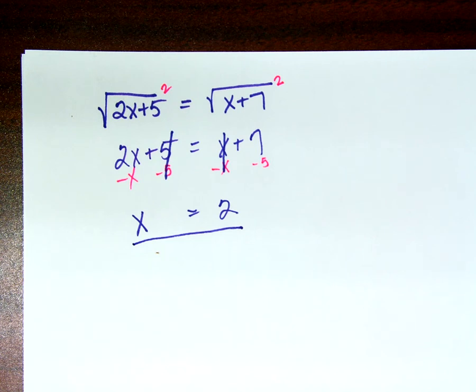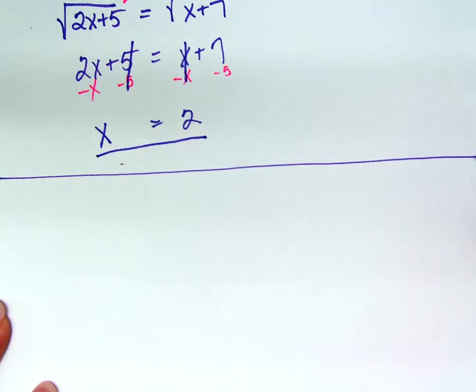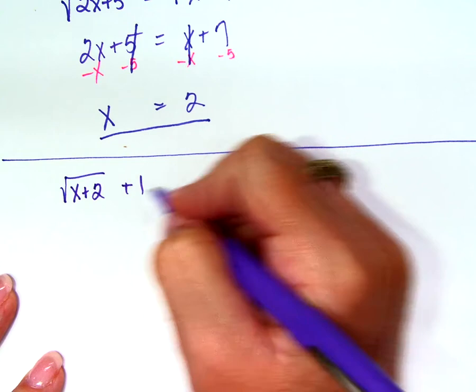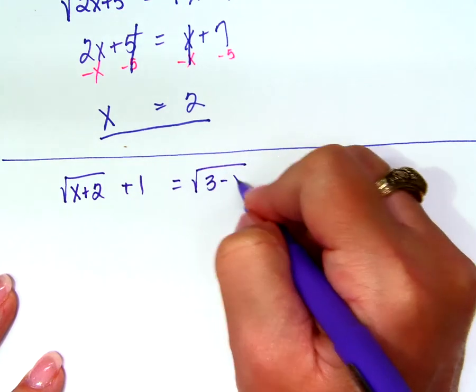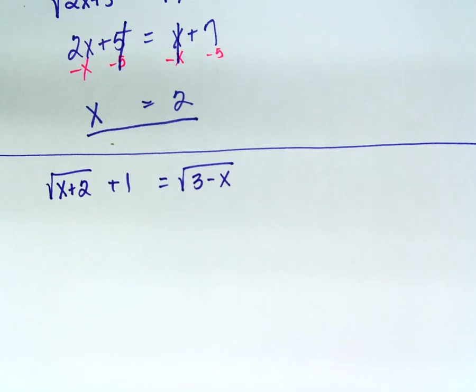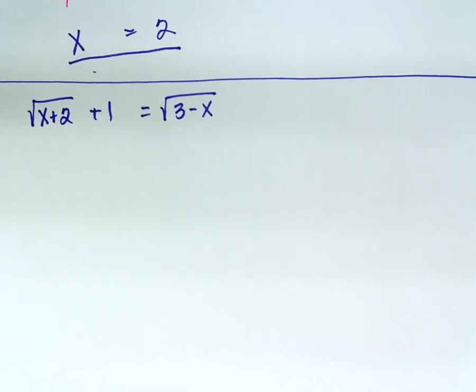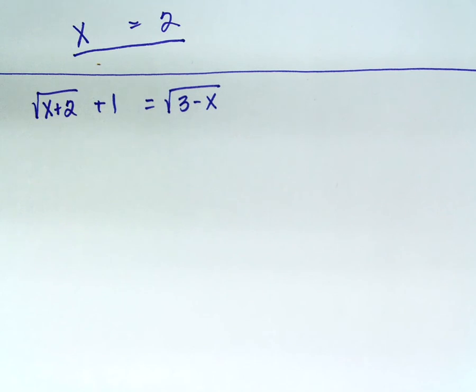One more. What do you want to do first? What do you think most people want to do first? Subtract 1, right? Most people want to subtract 1 here. Is that going to help me at all? Because it's just going to move to the other side. I'm still going to have a number outside, right?